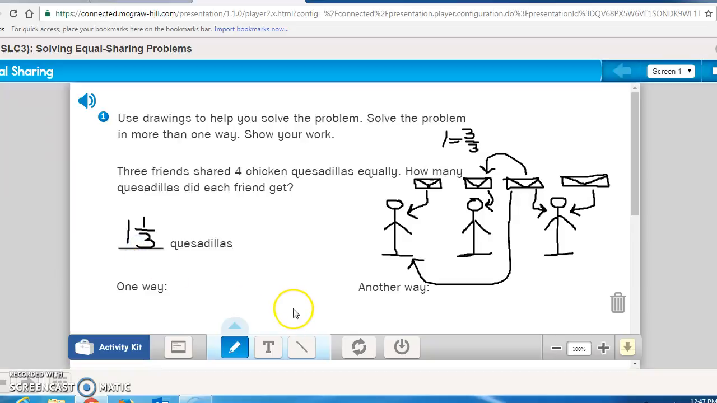Now I see that this says one way and then another way. So I want you to do it another way. You could try cutting it at a half, possibly a fourth, possibly 6. Go ahead and finish this page and then bring it up to me when you're done. So pause the recording now and do that, please.